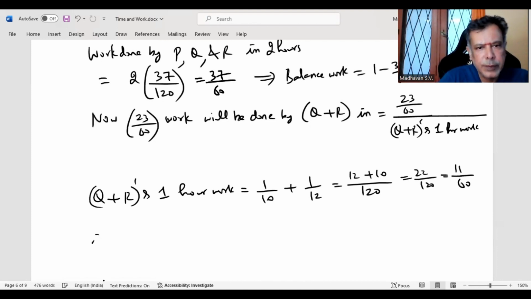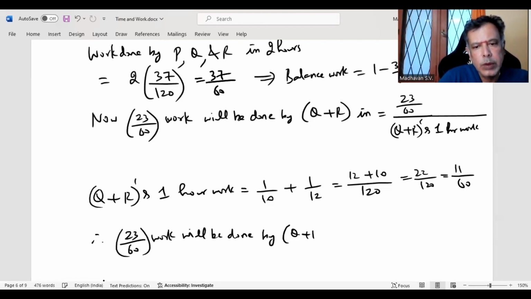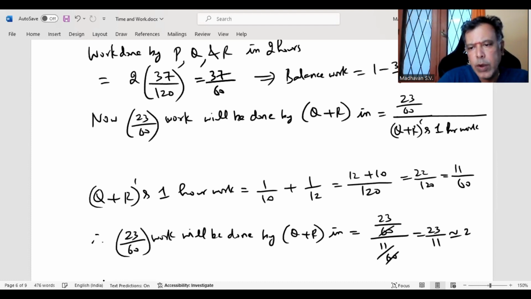So therefore, 23 by 60th work will be done by Q plus R in, what is that? 23 by 60 divided by 11 by 60. This 60 and 60 can be cancelled. We will ultimately get 23 by 11. It is approximately 2 hours.